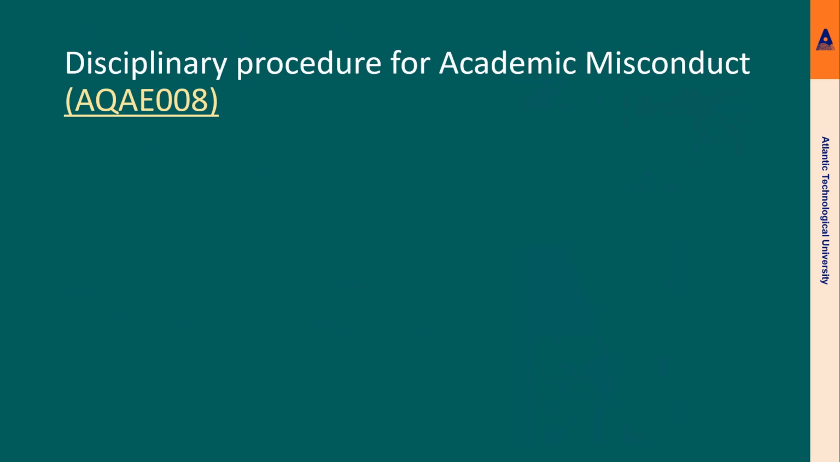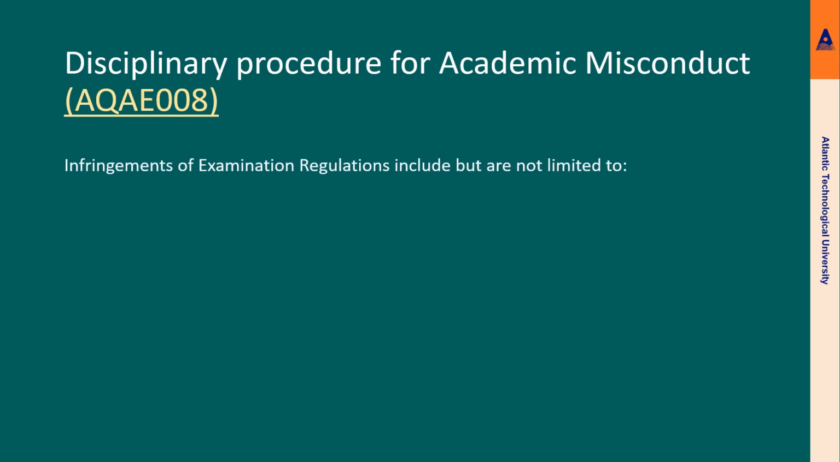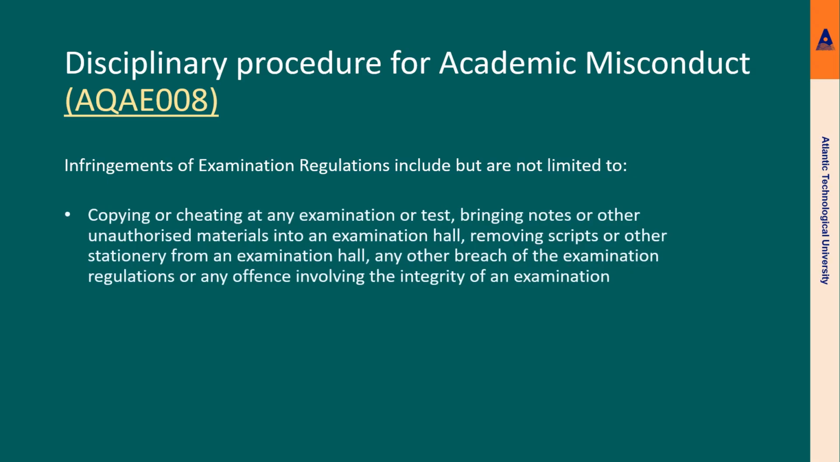So the last procedure I'm going to go through is the disciplinary procedure for academic misconduct. This deals with things like infringements of the exam regulations. These are things that might happen in an exam hall, such as bringing in a mobile phone, communicating with another student, or copying or cheating perhaps in an assignment. Any of those are considered misconduct.